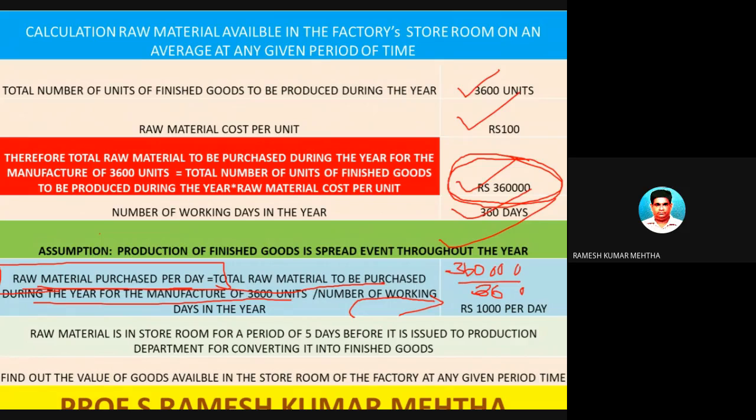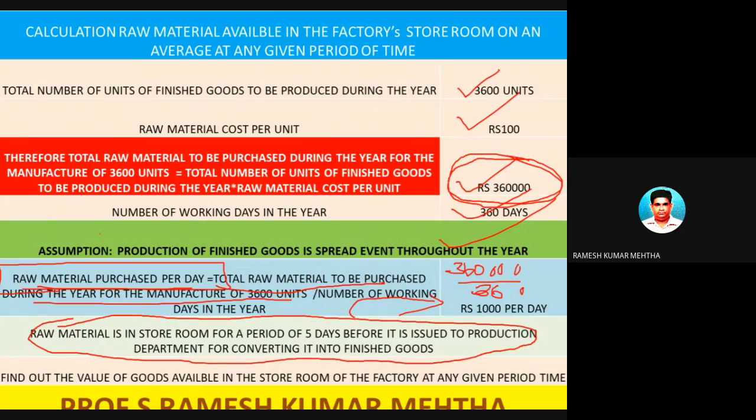Now, next point. Raw material is in store for a period of 5 days before it is issued to the production department for converting into finished goods. So once you purchase the raw material, it doesn't mean that it goes immediately into production. It requires some breathing space, and it will lie idle in the storeroom before it is issued to the production center. In this case also the same is happening.